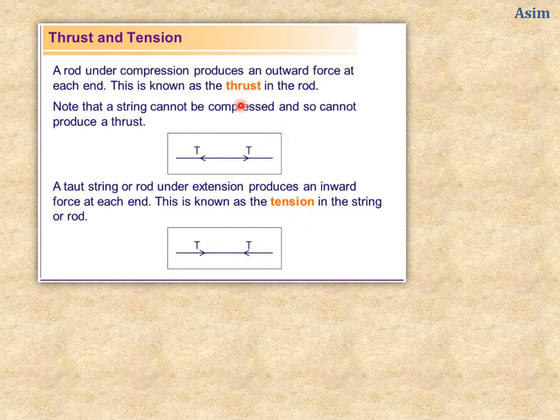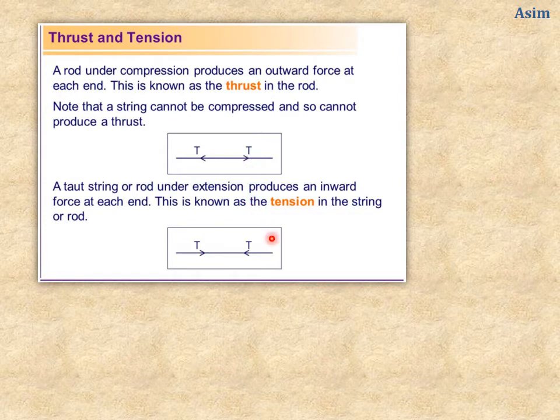Let us discuss this. To understand thrust and tension, let us take an example: you have a metal rod in your hand and you're holding it at the two ends of the rod. Now if you push your hands towards the center of the rod, then there will be a force opposing it, like this, the two arrows here. This is called thrust.